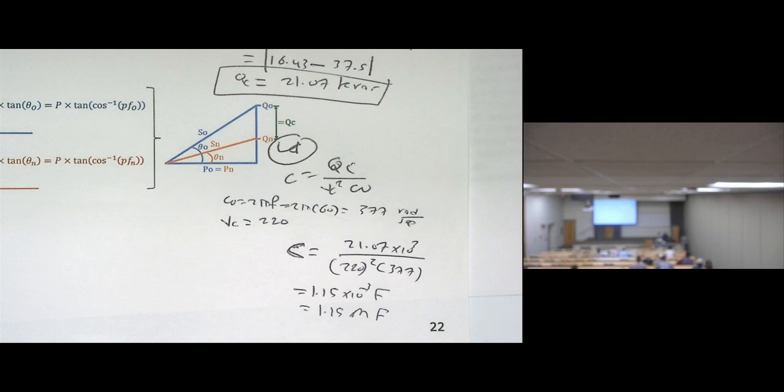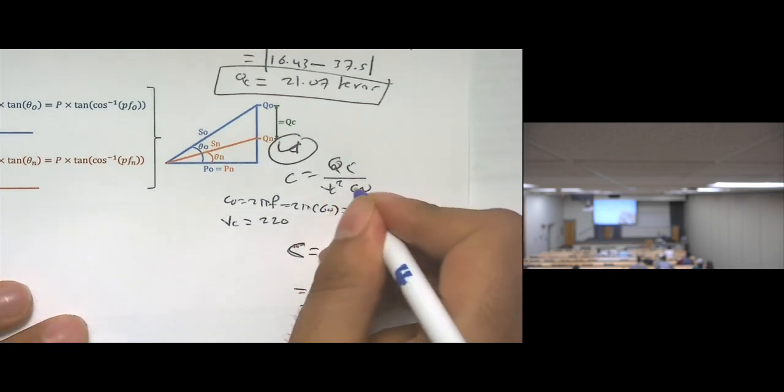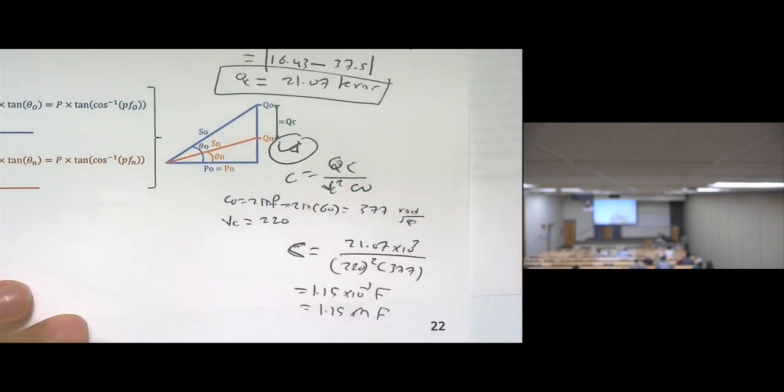Okay? Yes. What is that squared? It's QC over VC squared times omega. V sub C, because this is the voltage of the capacitor. Or the voltage is given, that's fine. Any other questions? So this is the concept of power factor correction. Let's see some examples.